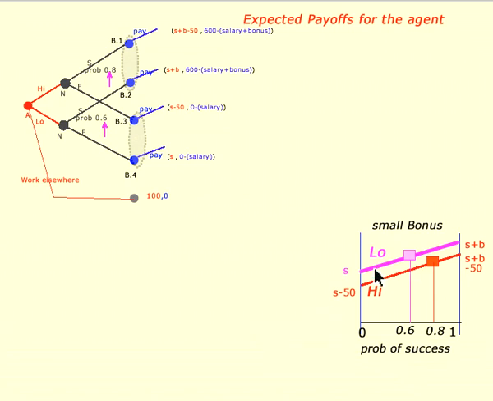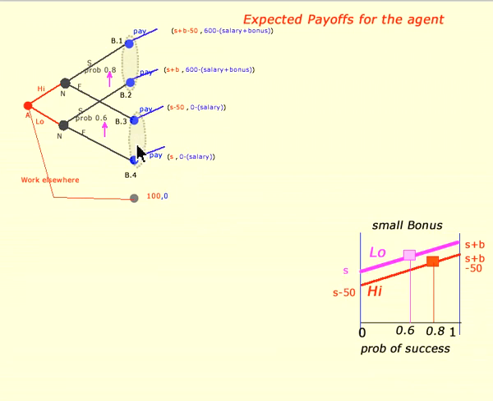So first concentrate on this purple line. The purple line takes the low effort compensation. First, if it's a failure and we're at low effort, then you get your salary. So that S comes over here to this S.